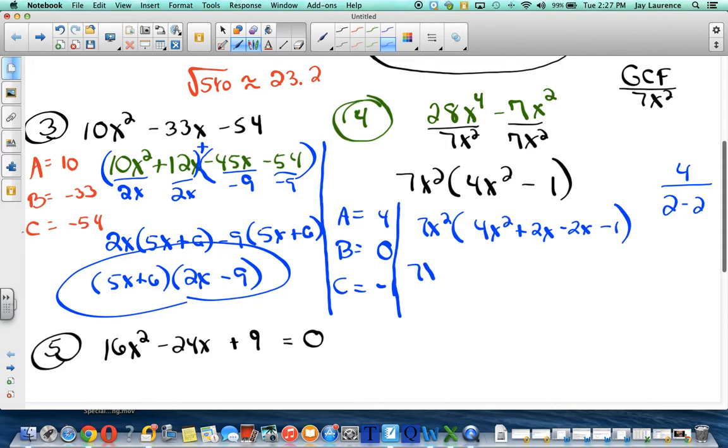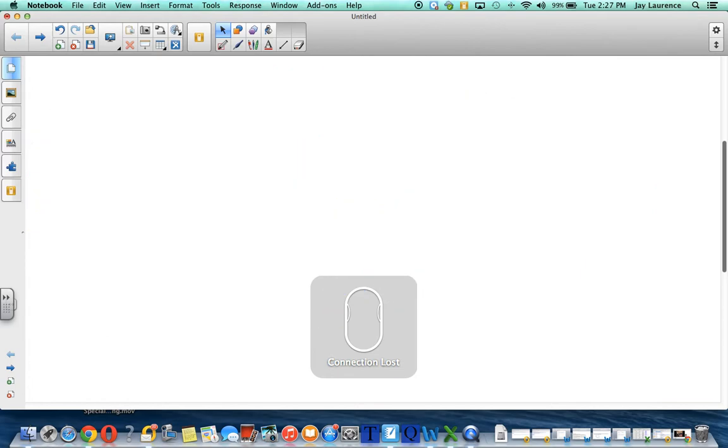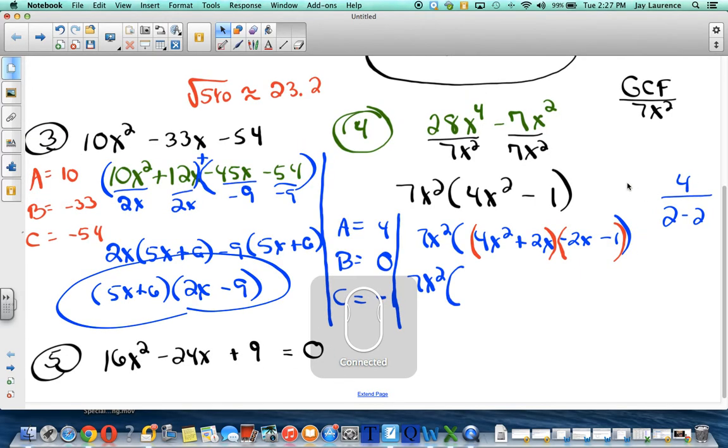All right, I'm going to have a 7x squared, and I'm going to group inside that quantity like this, grabbing that negative, very important, and sticking a plus between. Uh-oh, scaring me. Lost my connection there for a second. Put a plus in between.